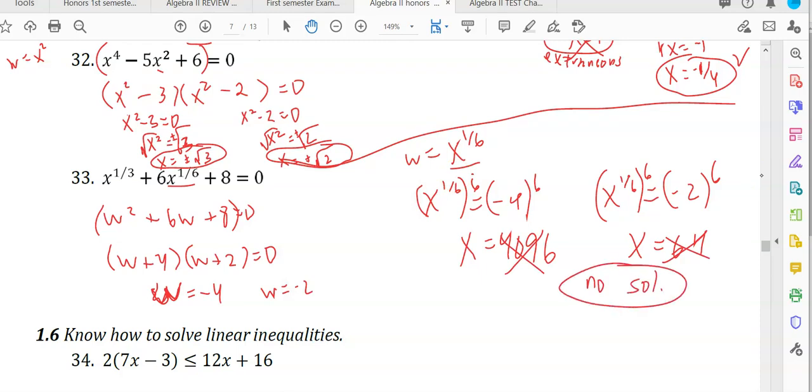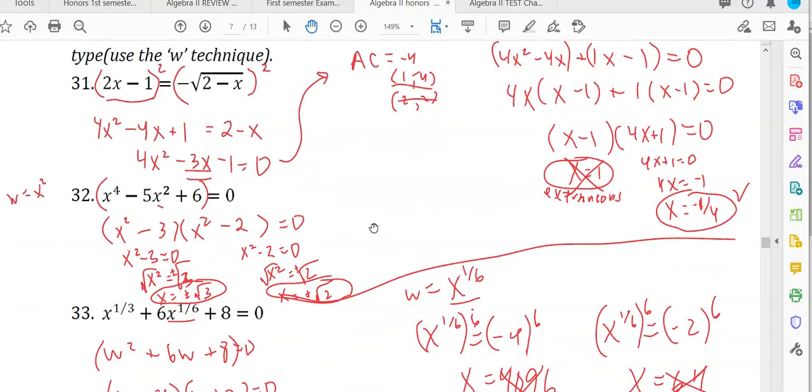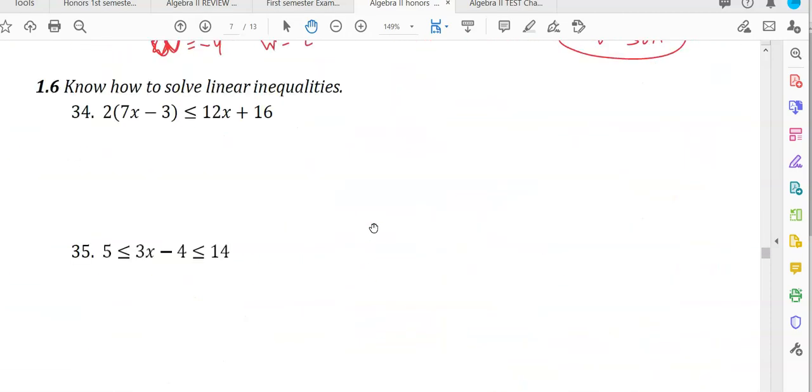So be careful when x is underneath a radical, which essentially is with that 1/3 power, that's like the 3rd root of x, and the 6th root of x there. So be careful in that if that's the case, or just underneath a radical like the first one there.